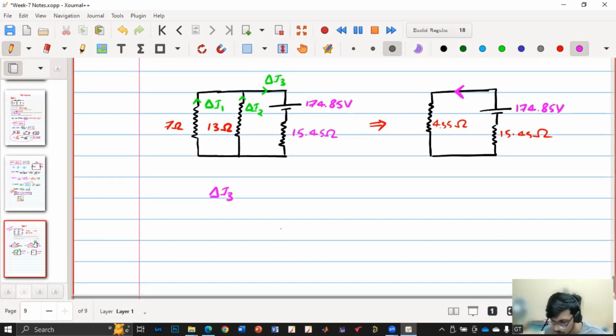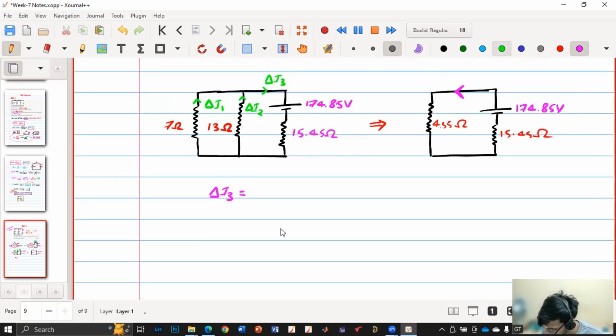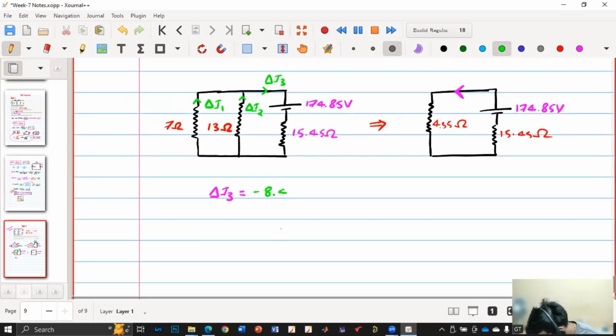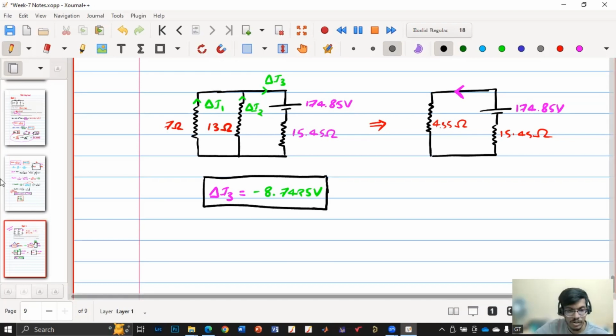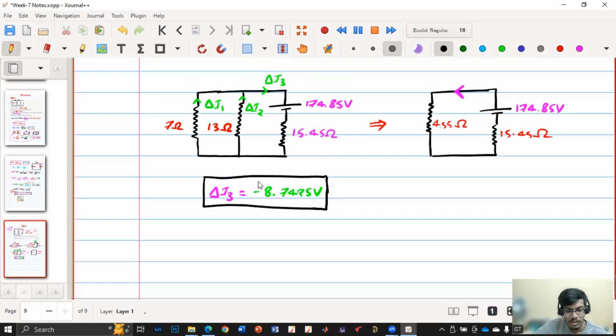V by summation of Z. Minus 8.7425. Okay. So my I3 is obtained. And what is the relation between delta I1 and delta I2? Current divider rule. Yes, current dividing.